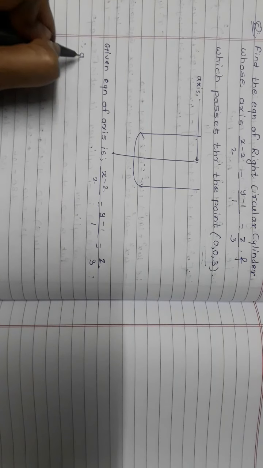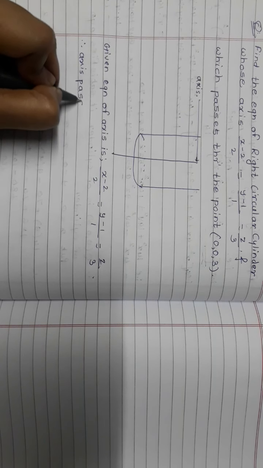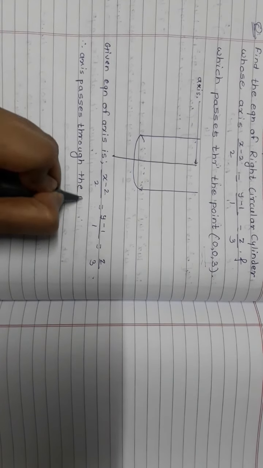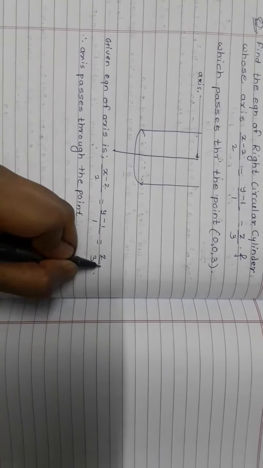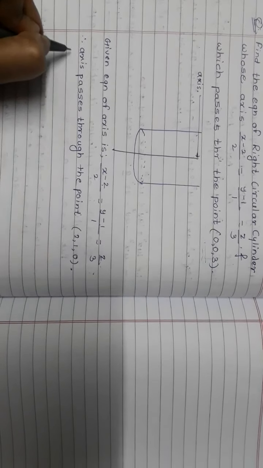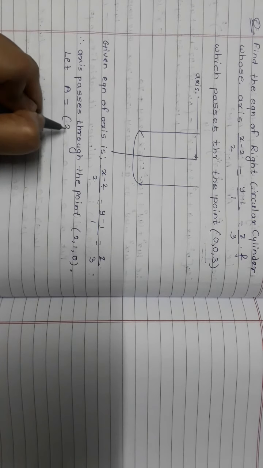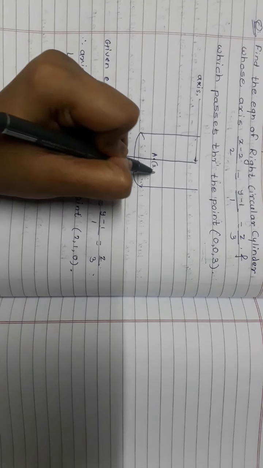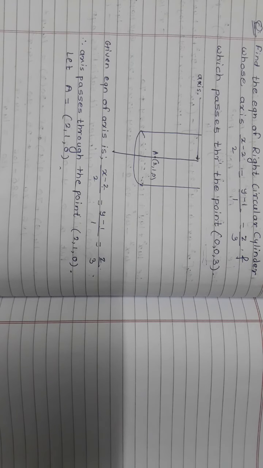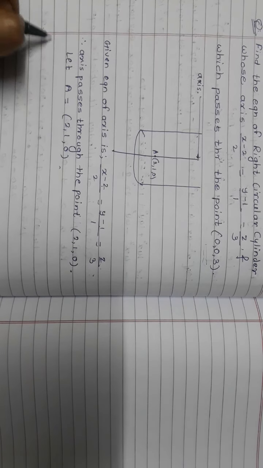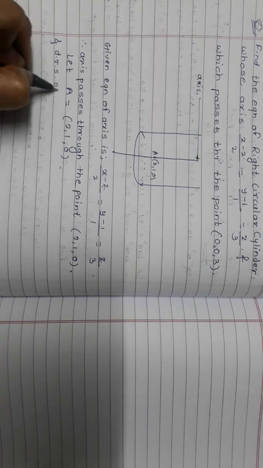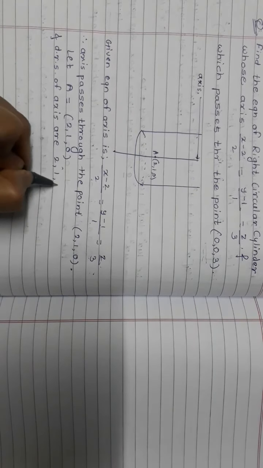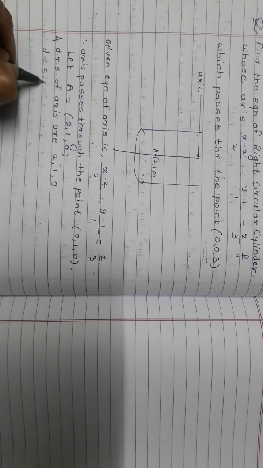So therefore the axis passes through the point 2, 1 and 0. Let's name that point A equal to (2, 1, 0). So I have point A here somewhere, the point (2, 1, 0). Then using the equation I have the direction ratios of the axis, and these are 2, 1 and 3. Using the direction ratios I can find the direction cosines.